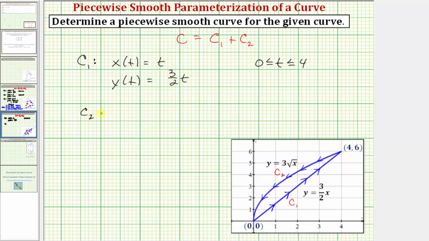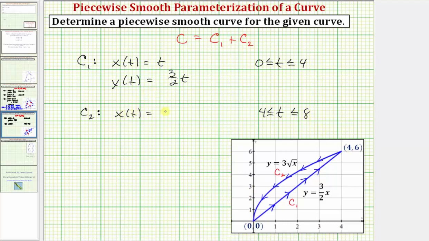Now for curve C sub 2, again we want to go from (4, 6) back to the origin along the curve given by y equals 3 times the square root of x. In this case, because the x values are decreasing, and we know that t has to start at 4, we cannot just let x of t be equal to t. But because the change of x is 4 units, and we know t has to start at 4, let's let the interval for t be from 4 to 8. So we want an equation that when t is 4, the x value would be 4, and when t is 8, the x value would be 0.